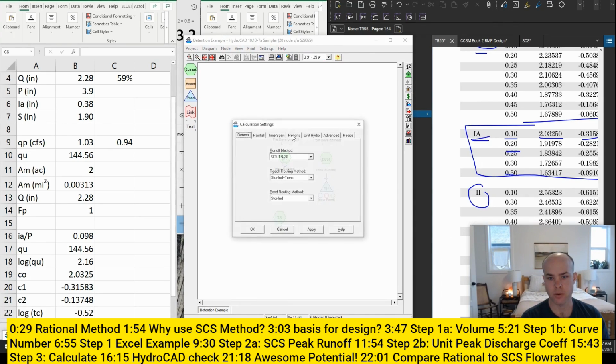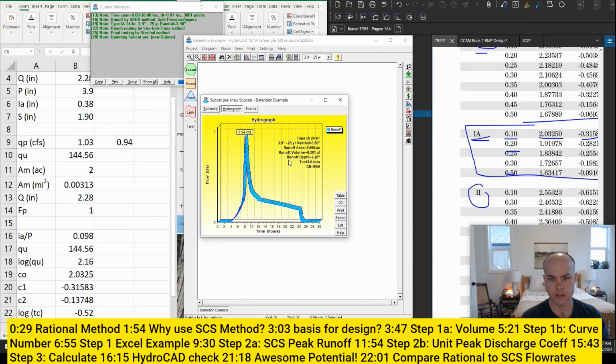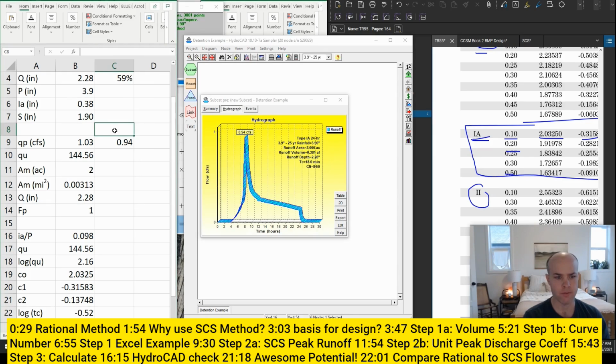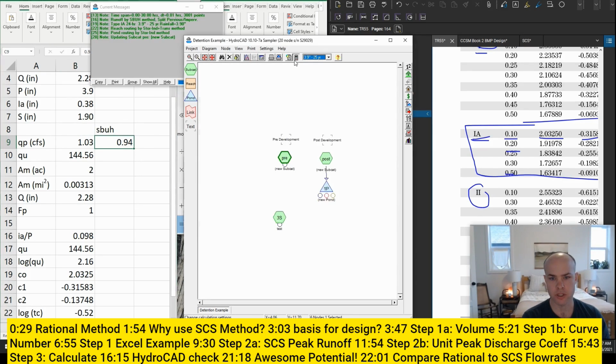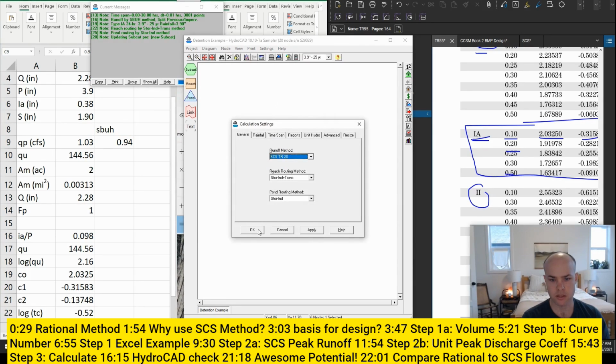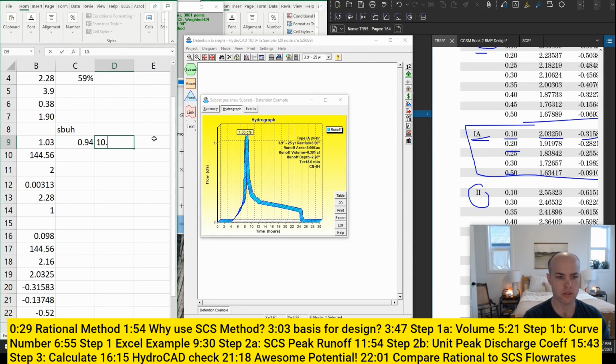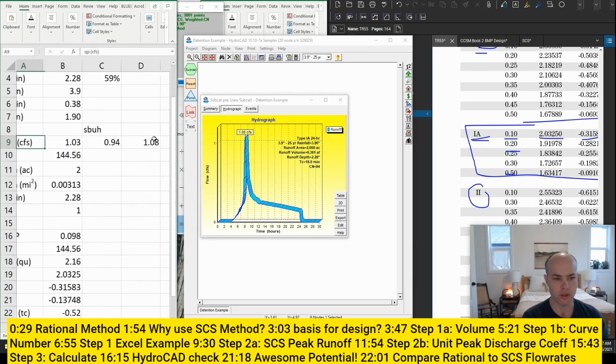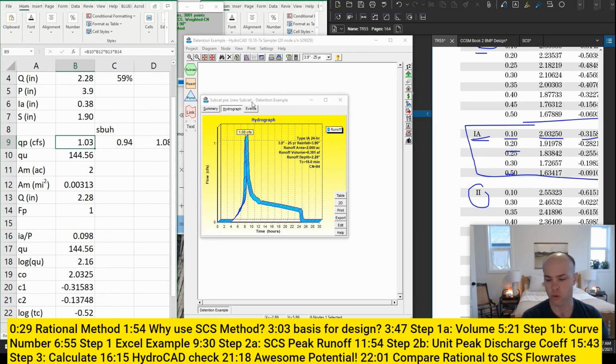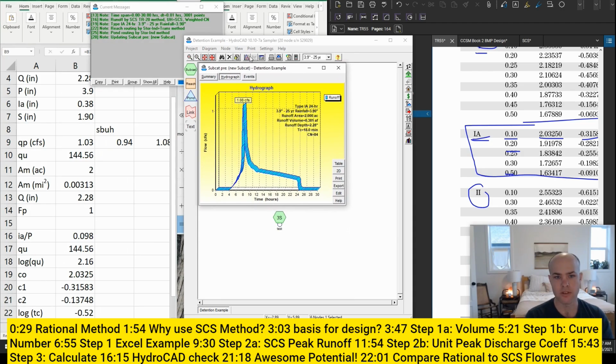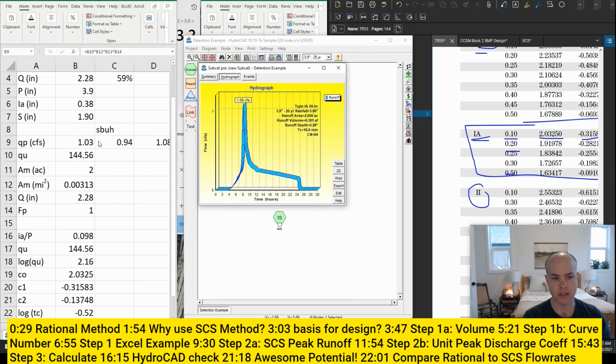Now if we do our SBUH, it gives us 0.94. So we're a little bit higher than that. Now if we change this to SCS, we're at 1.8. So we're sort of right between. Honestly, we should be really similar to this. We're a little bit off, and I think there are even more calculations that go into this in HydroCAD, but generally speaking, we're right in the same ballpark.